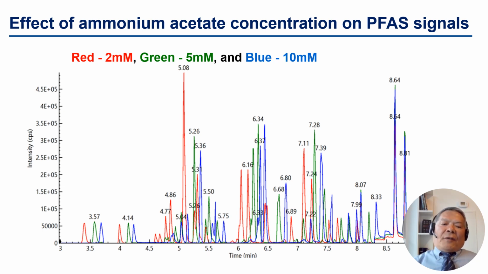This slide shows the result of different concentrations of ammonium acetate on PFAS signal and retention time. You can see that with the increase of the concentration, PFAS retention time slightly increases. However, the signal intensity does not change much. Therefore, to prevent salt precipitation on the column in acetonitrile mobile phase, it is recommended to use a lower concentration, such as 2 millimolar or 5 millimolar, because salt solubility in acetonitrile is low.